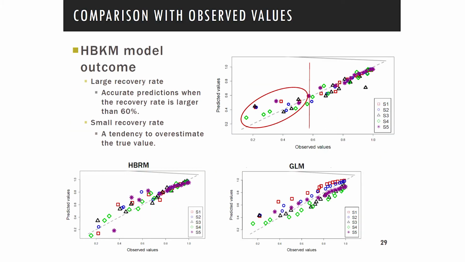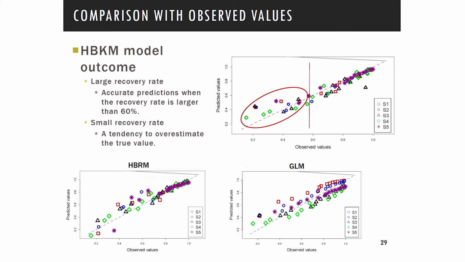So we look at a comparison between the observed and the predicted. So this is essentially plotting. The top right plot is the HBKM. So you have the x-axis, the observed value, and then the y are the predicted values. We can see that same phenomenon that I just described earlier. So for values that are larger than a certain threshold for the observed value, you have better predictive accuracy, whereas for smaller values of the recovery rate, the model has a tendency to overestimate the true value. Okay?